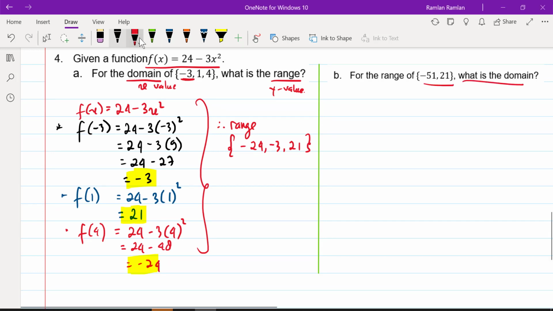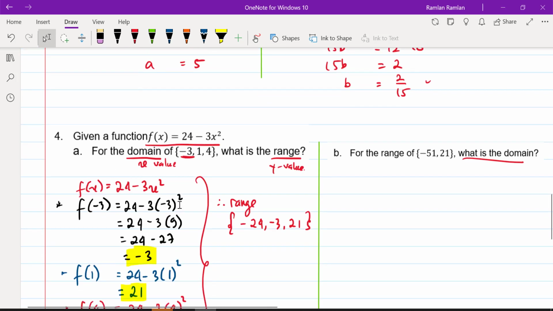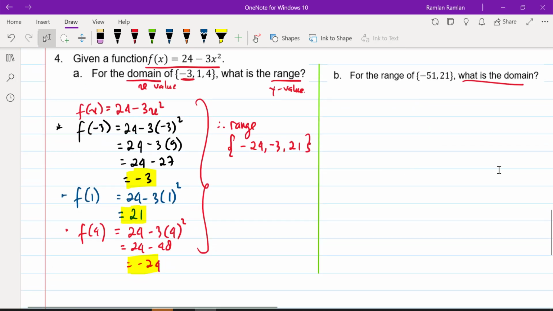So this is just the upside operation of what we did, or actually it has the same process as number 3. So if you can do number 3, this question is also going to be very easy. I'm going to write down the function first, which is f of x equals 24 minus 3x squared. This is still the same question.